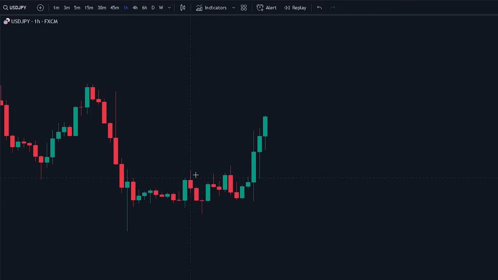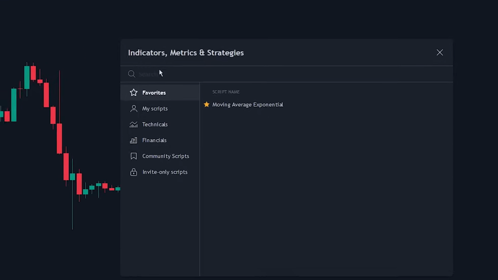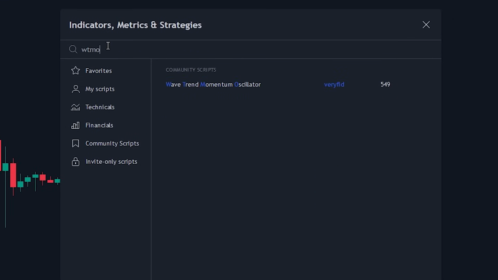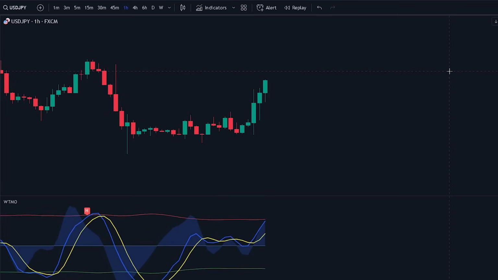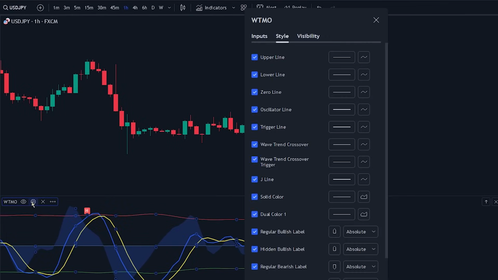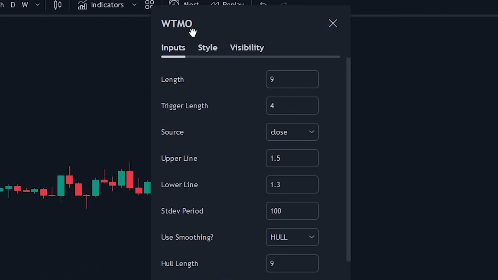Let's first add this indicator to the chart. Head over to the Indicator Search tab and search for the Wave Trend Momentum Oscillator indicator. Select the indicator made by Verifid and add it to the chart. If we head over to the Indicator Settings tab and click on the Input tab, we can see that the indicator is highly customizable. The values of all of the components of the indicator can be changed.